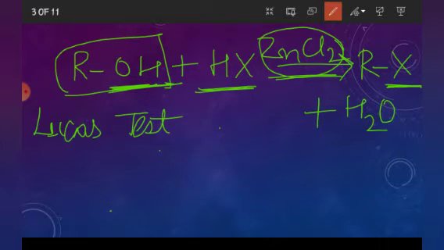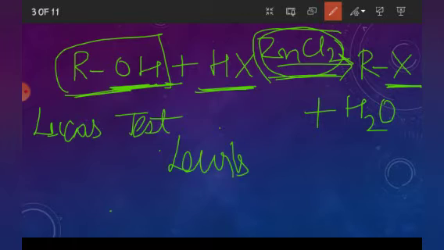Now, what is the function of ZnCl2 in this? It acts as a Lewis acid and coordinates with oxygen of the alcohol. It helps in the cleavage of the CO bond, so the CO bond weakens and breaks to form a carbocation, which reacts with chloride ion to form chloroalkane.